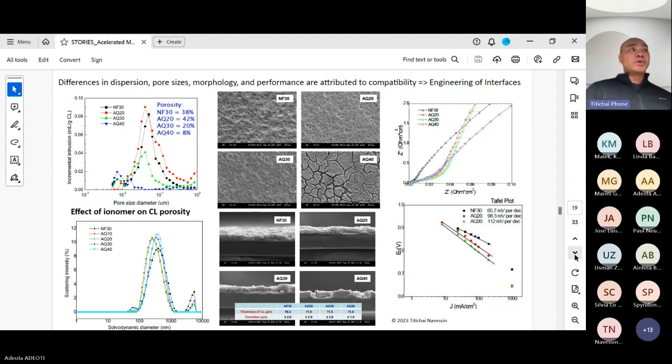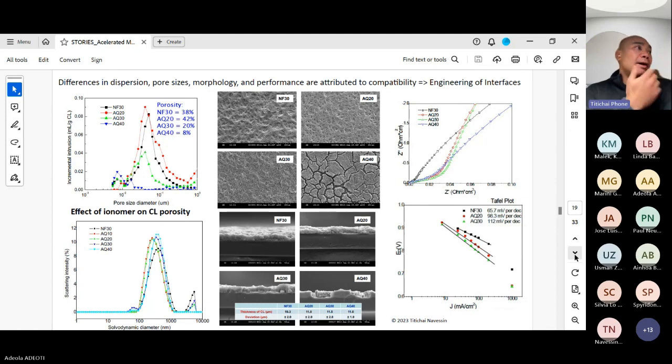And that's quite evident when you look at the scanning electron microscope images, the top view in the top middle part of the slide, or the cross section at the lower part of the slide in the middle. Now, these also have impacts on the Tafel plots, or the kinetics of the catalyst layer itself. So it modifies the catalytic activity. It also has an impact on the overall resistance. The electrochemical impedance spectroscopy on the top right shows that.